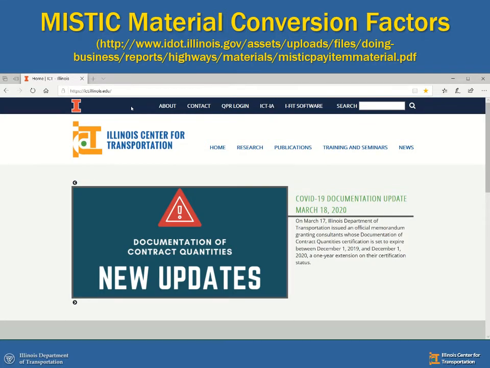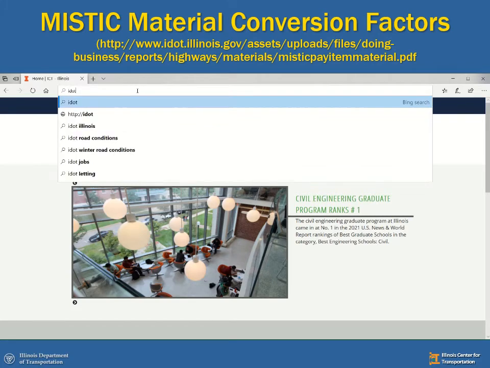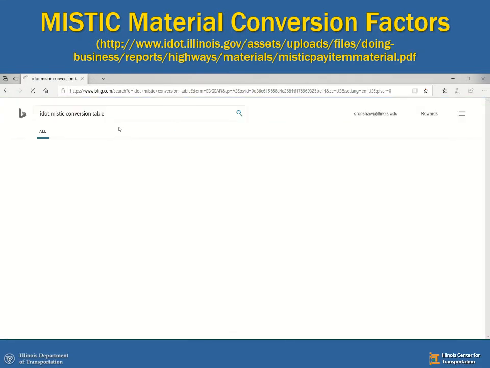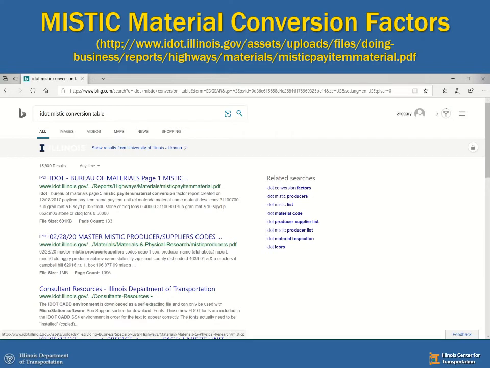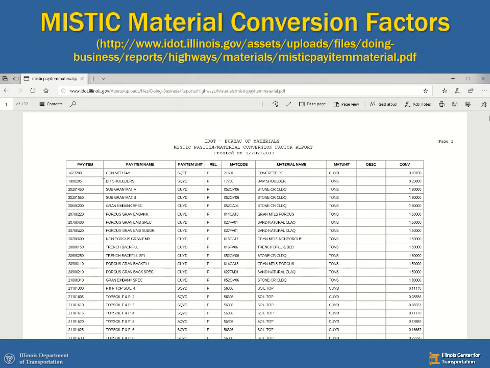Let's go to the IDOT webpage and look for the Mystic conversion factors. So we'll go to IDOT Mystic conversion table. Here we go. Scroll down here. And it pulls up a PDF into your browser, and you can see here this is the Mystic Pay Item Conversion Factor Report from 2017.